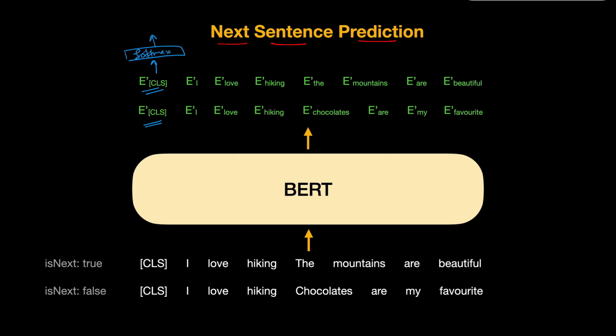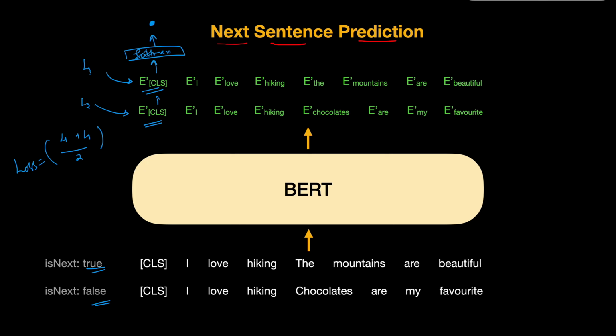We then compute the loss corresponding to this. So if the loss for this token is L1 and if the loss for this token is L2, then we simply average L1 and L2. And this will be our final loss, which we will use to update the model parameters in the backpropagation.